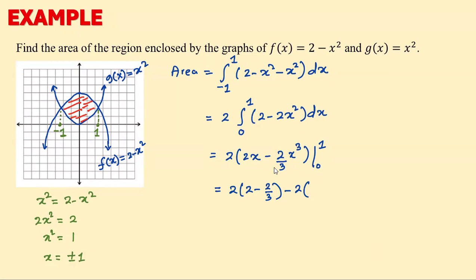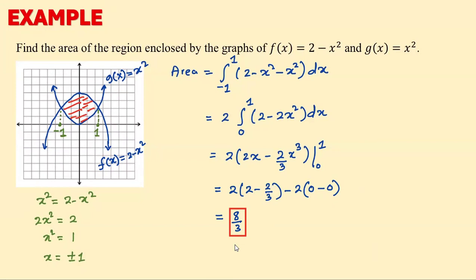We are plugging in the lower limit now. 2 times 0 is 0. Minus 2/3 of 0 cubed, that is also 0. That means the entire second part will be 0. And if you look at the first one, 2 minus 2/3 is 4/3. Multiplied by 2, that is 8/3. So the area that is shown in the red color in this graph is equal to 8/3.